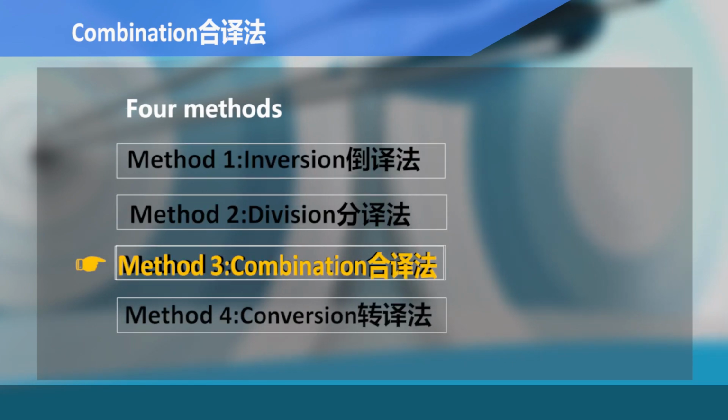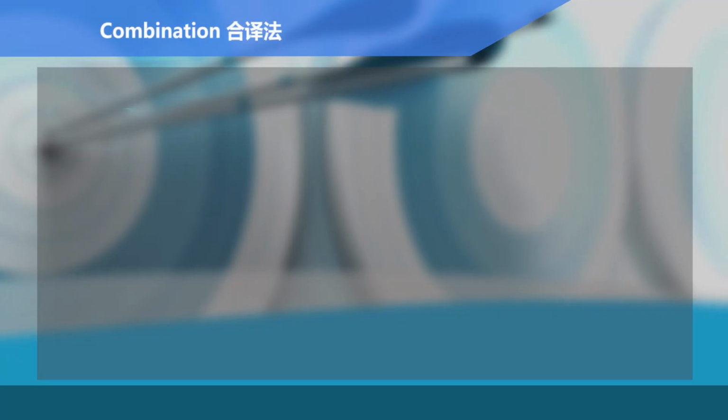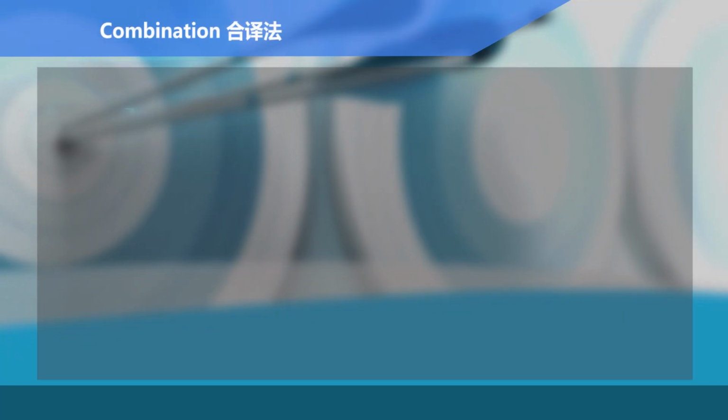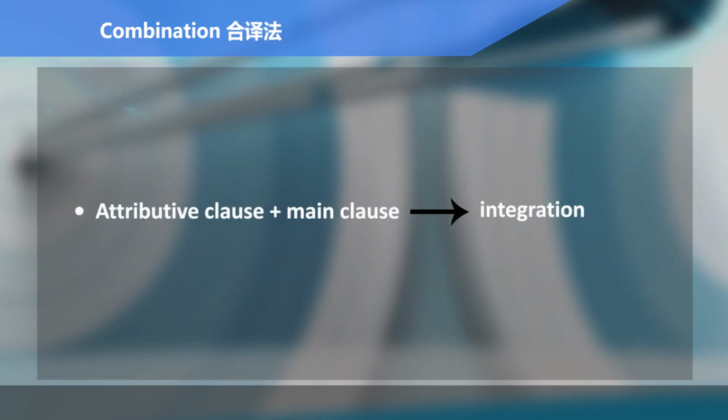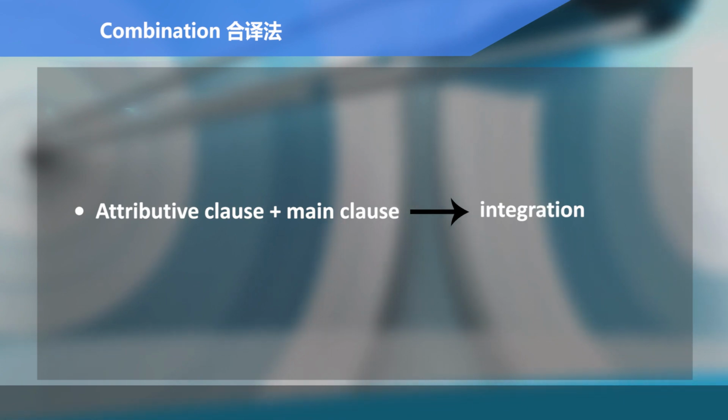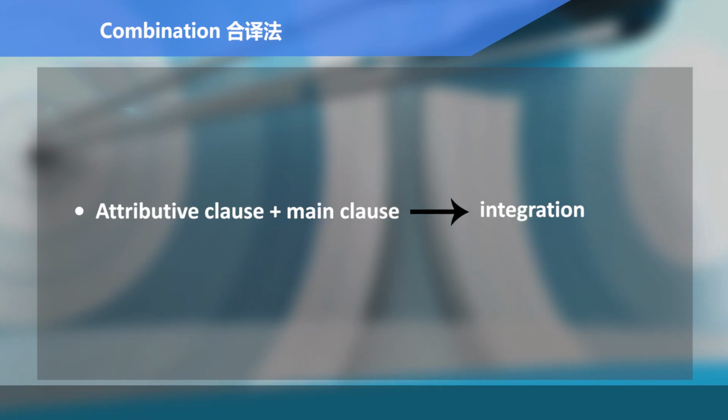Method 3, combination. In EST, sometimes an attributive clause can be translated into an independent sentence by integrating the subject of the attributive clause with that of the main clause or the antecedent, due to the close relationship between the attributive clause and the main clause. In this case, the translation method of combination is adopted for the EST translation into Chinese.